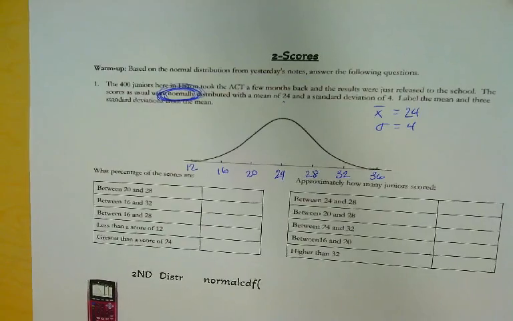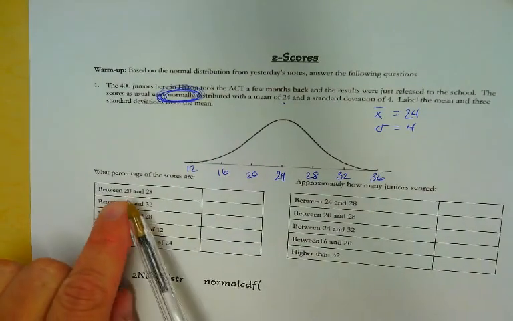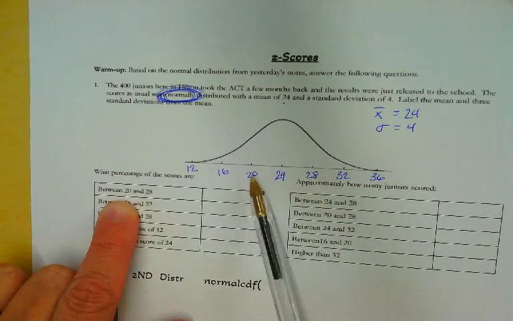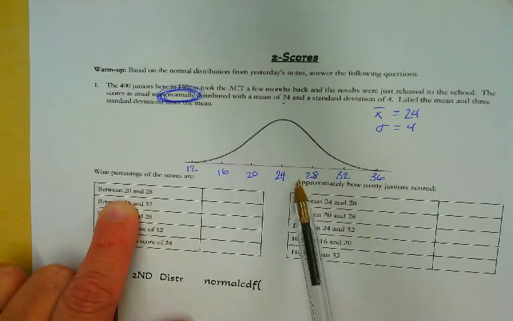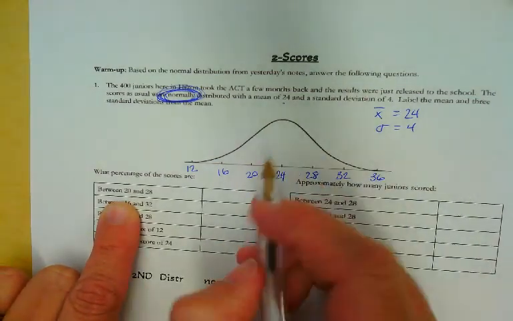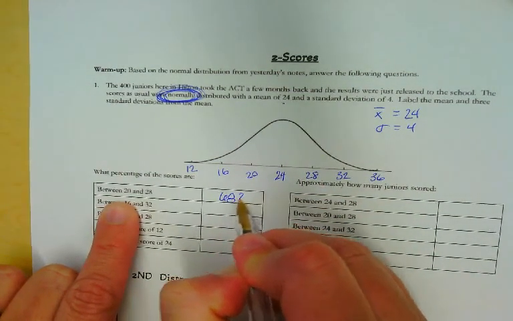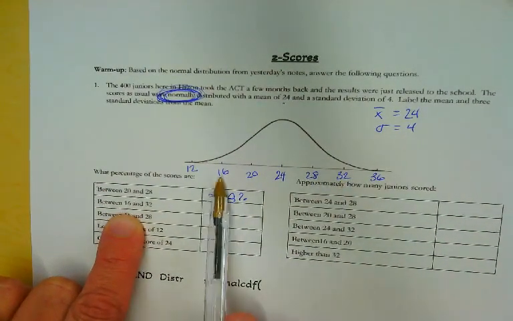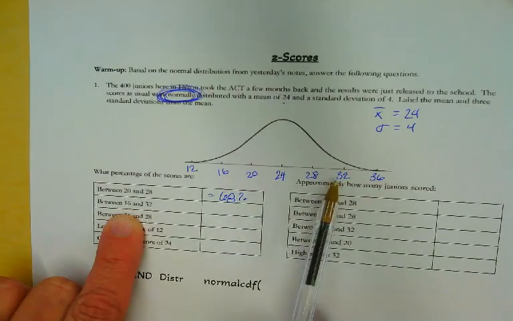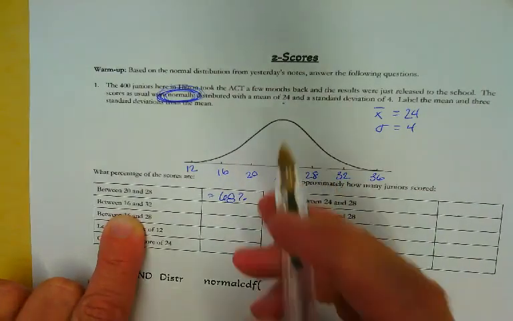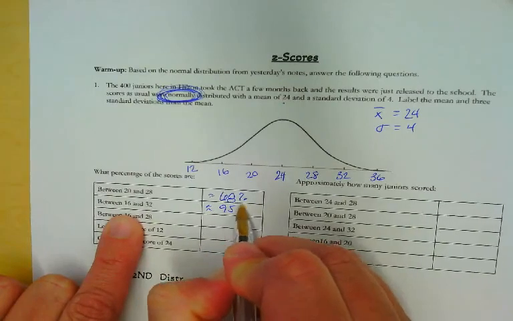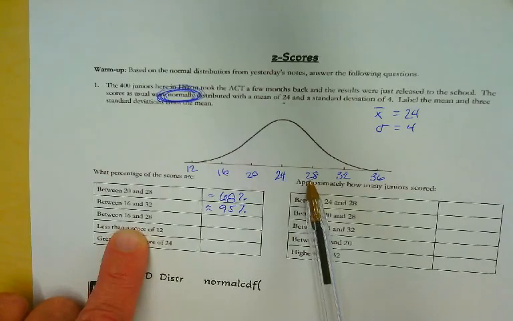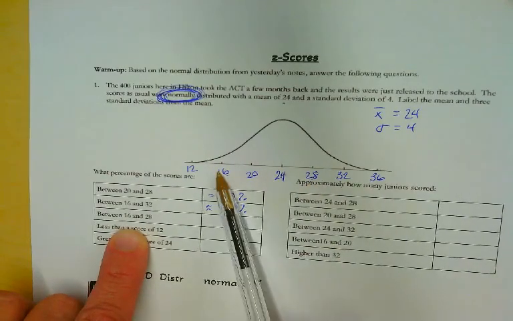All right, let's see if we can answer 1 or 2 of these without a norm CDF. How many fell between 20 and 28? Should we know that answer? 68%, because it's how many standard deviations? 1. So we should know that's approximately 68%. 16 to 32, should we know that answer? Yes, 2 standard deviations is 95%. 16 to 28, should you know that answer? No. That's down 2, but only up 1.